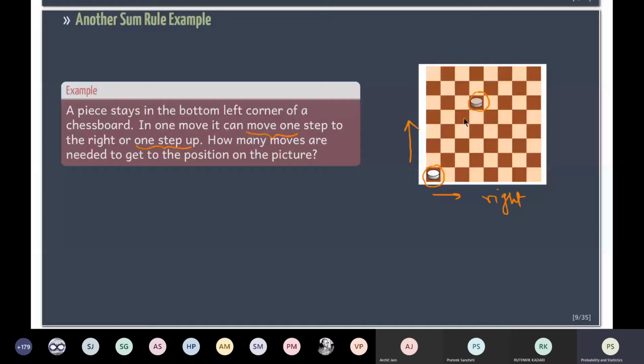If I'm going to the right, I have 1, 2, 3. So 3 possible right moves, and up moves, how many can I do? 1, 2, 3, 4, 5. So I can do 5. Very simple here. So the answer is now very evident. It's 3 plus 5, which is 8. So these many moves I need to reach the final destination.